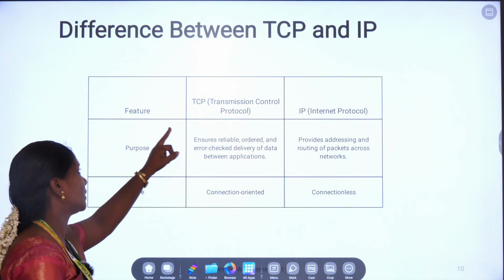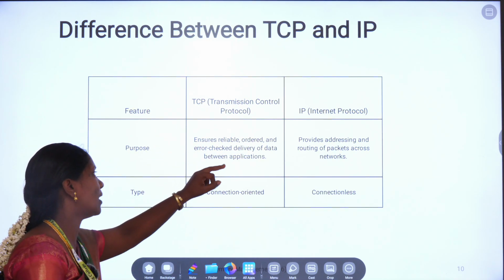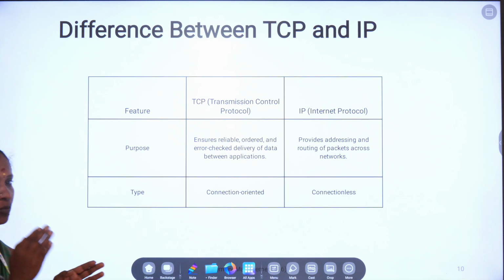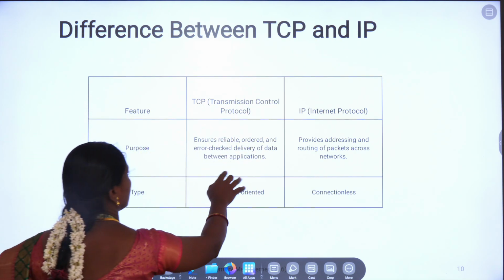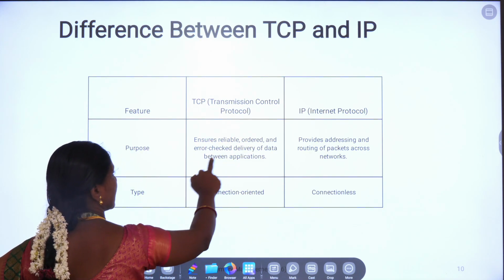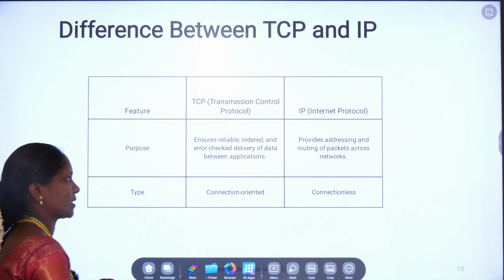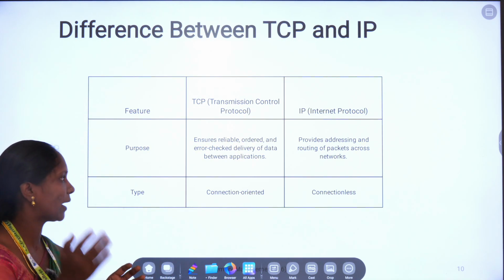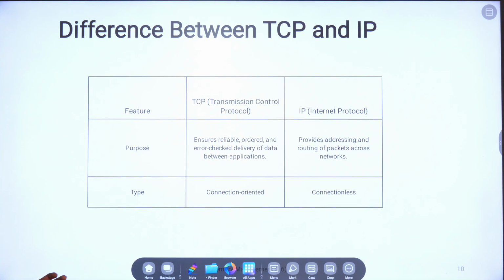The purpose of TCP is to ensure reliable, ordered and error checked delivery of data between a number of applications. So if in the transmission layer some data is transferred from source to destination, everything should be covered in the TCP machine. So it ensures reliable, ordered and error checked delivery of data between applications. But the IP address provides addressing and routing of packets across the networks.